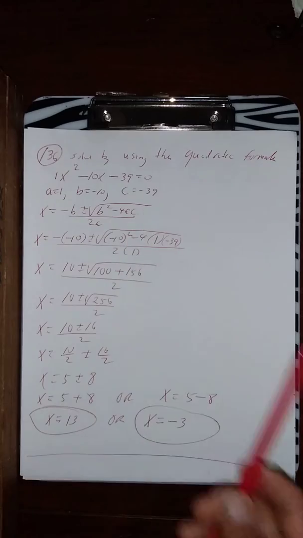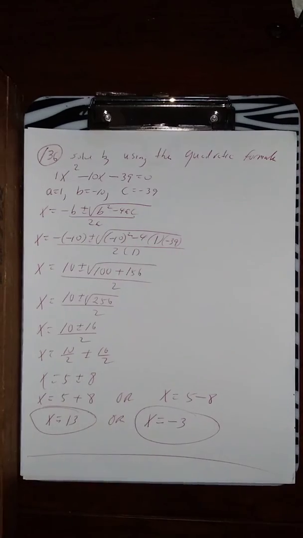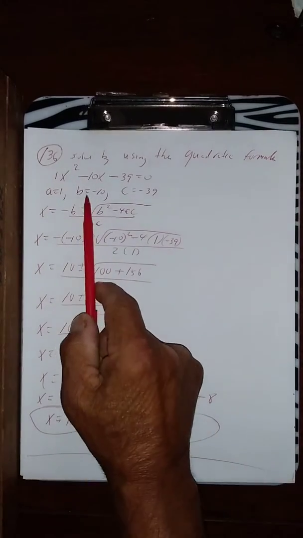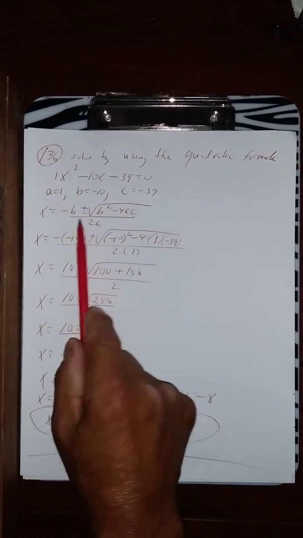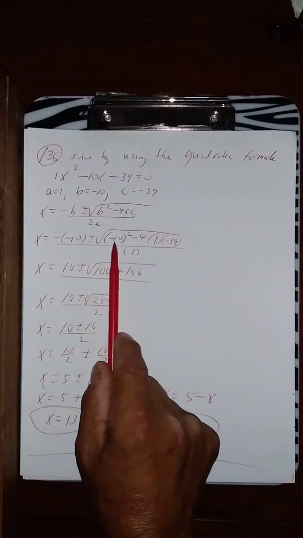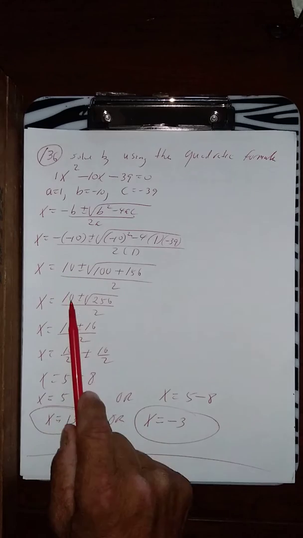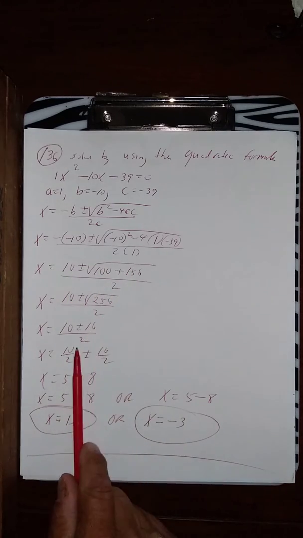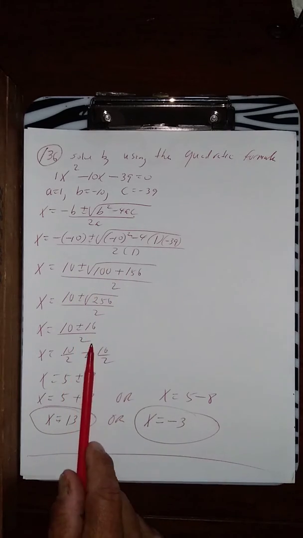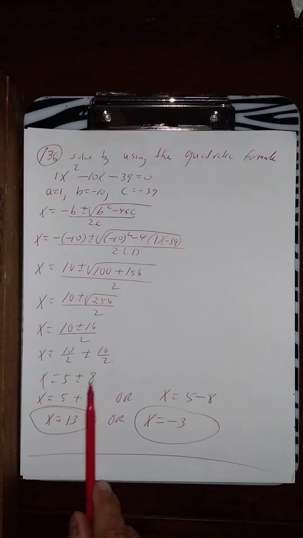Use the quadratic formula again. Put it in there. So we have A, B, C. So we have negative, negative, negative. So we have 100 plus that, 256. The square root of 256 is 16, 16. Divided by 2, by 2. 5 plus 8, 5 minus 8. We're done.